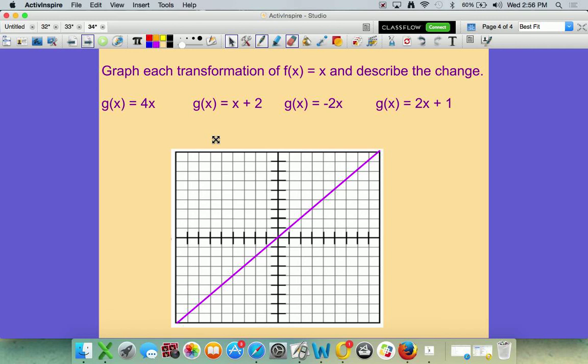All right, our next one is negative 2x. Well, that just means our slope is not positive anymore, it's negative. And our slope is negative 2. So it'd be right about there. All right, so what we'd have for the change is the line is still pretty much the same, but it has flipped over the y-axis to make it a negative slope, and it becomes steeper because of that.